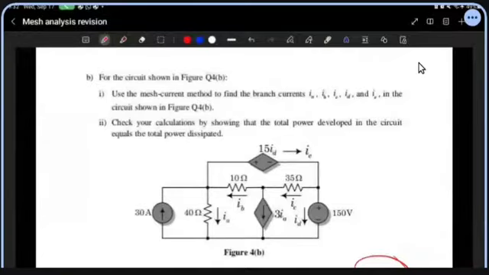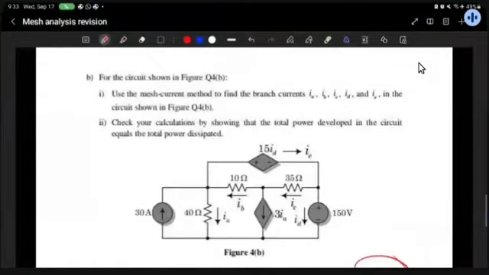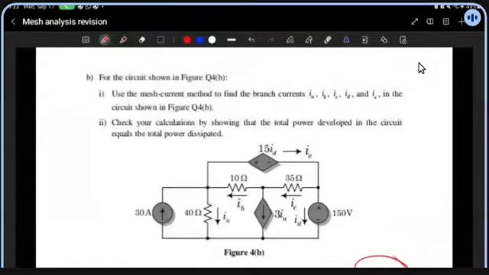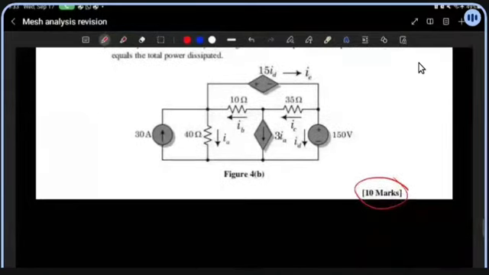Okay, so let's begin. For the circuit shown in the figure, use the mesh current method to find the branch currents IA, IB, IC, ID, IE in the circuit shown. Check your calculations by showing that the total power developed in the circuit equals the total power dissipated. So how do we do this?